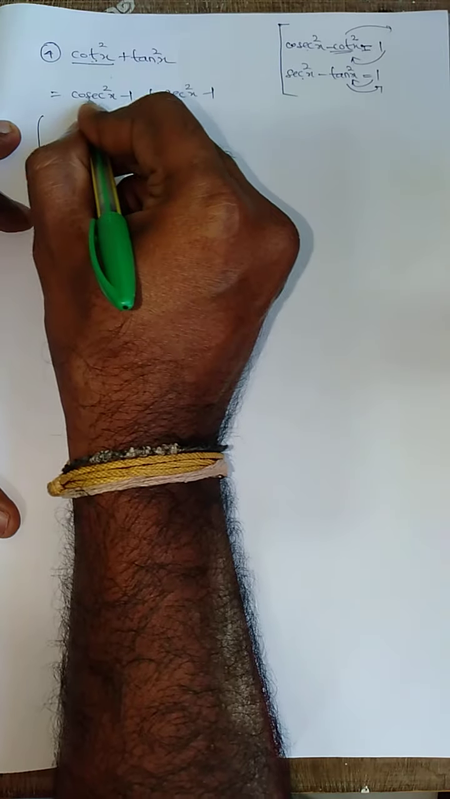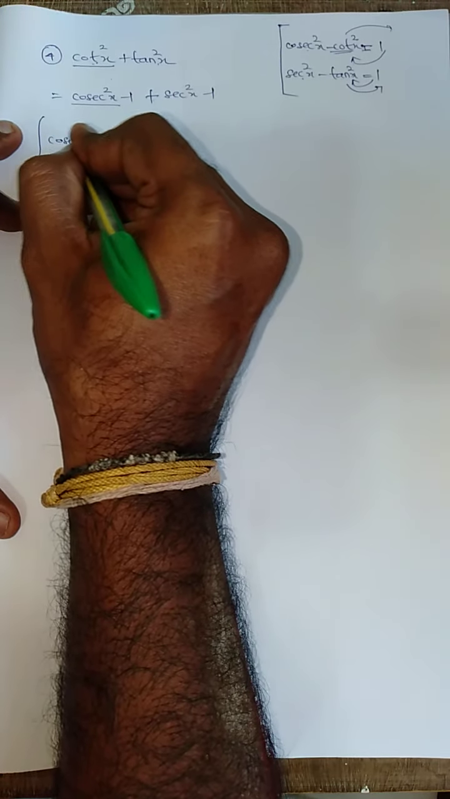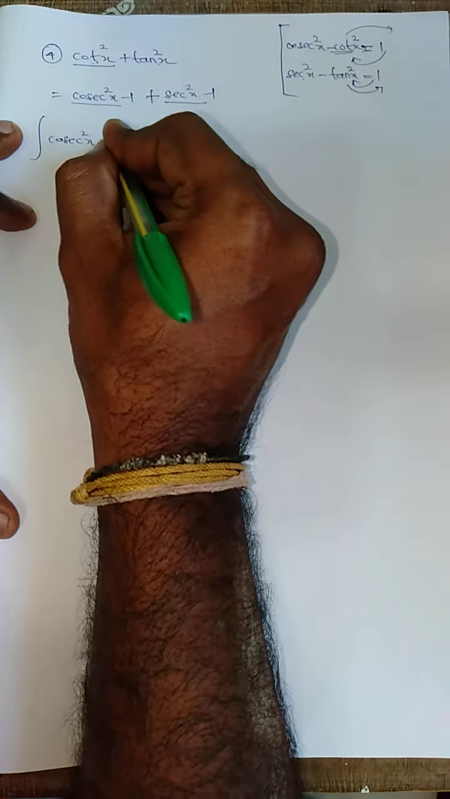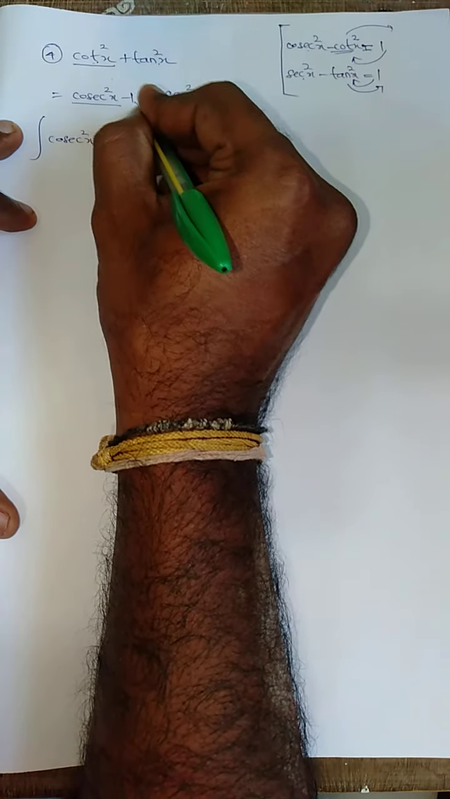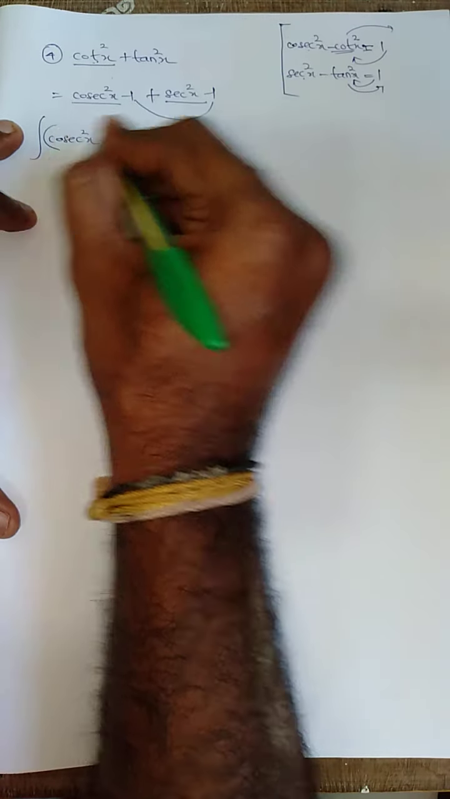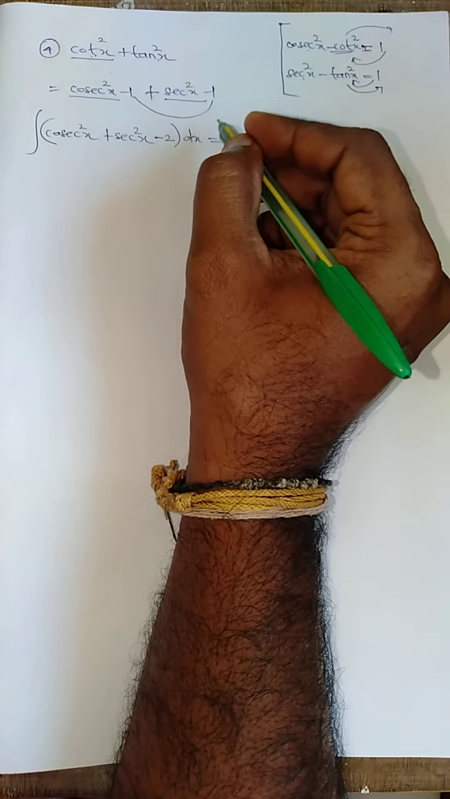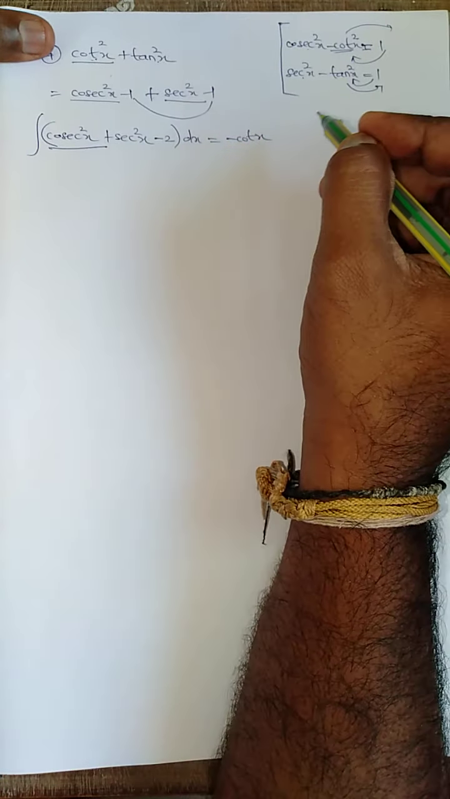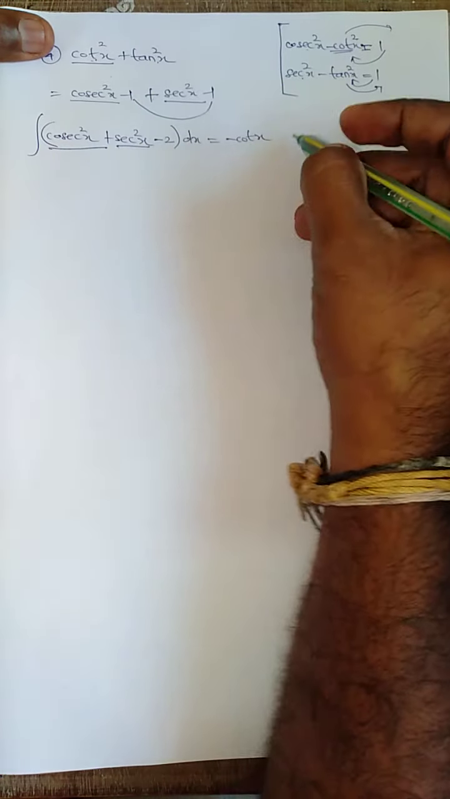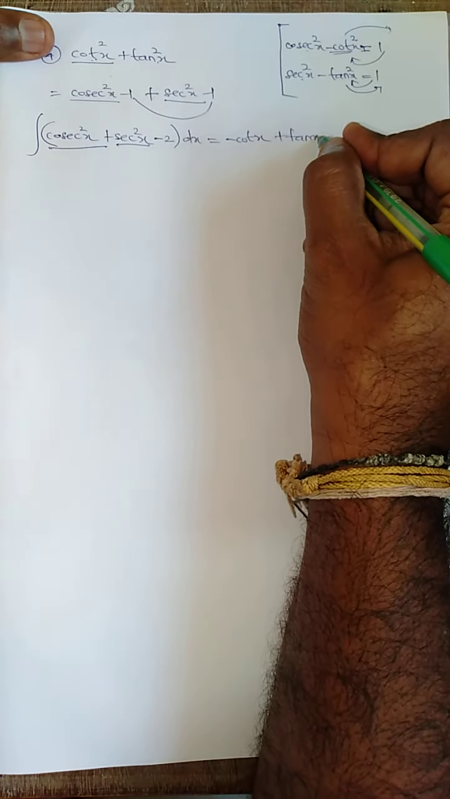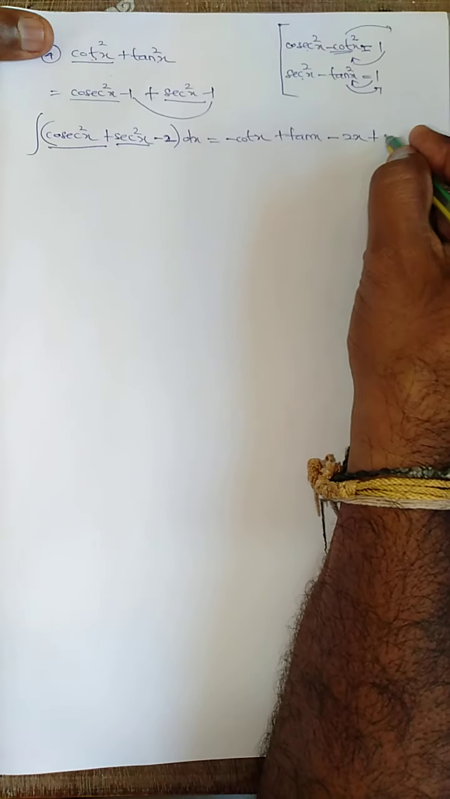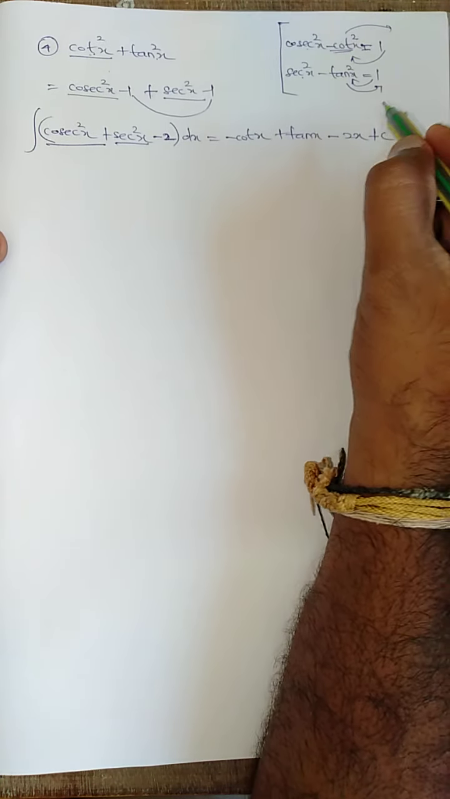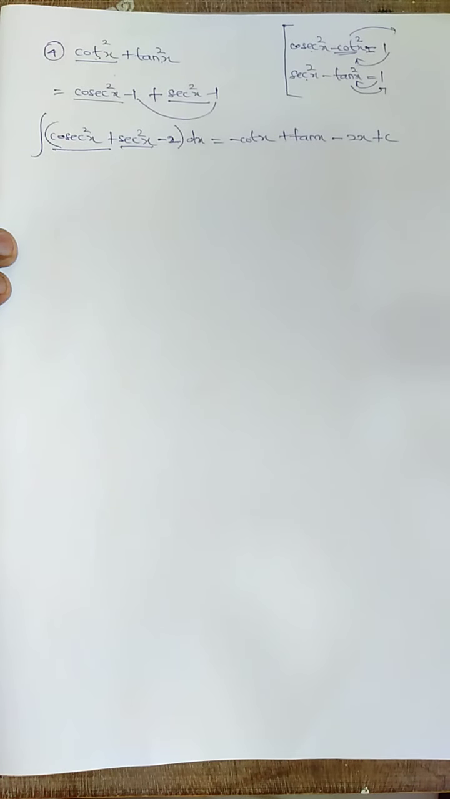Cot square x plus tan square x I can write as cosecant square x plus secant square x minus 1, which gives minus 2, into dx. So the integration of cosecant square x is minus cot x. If you study the formula, you know the integration of secant square x is nothing but tan x. So minus 2, this is a constant, so you can add your x. Then add the last constant called c. That's all.